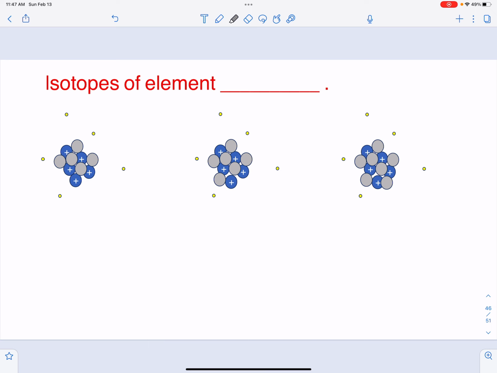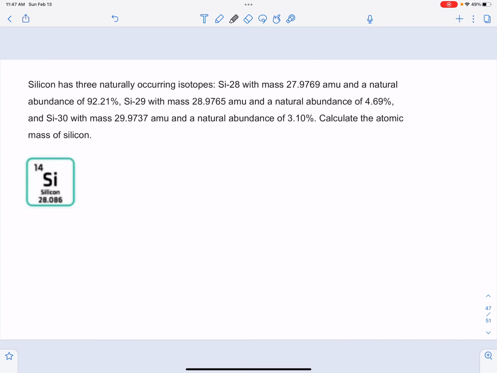So let's do a problem here. So let's start with this here. These are isotopes of which element? We have been doing that before. 5, 5. This is boron. So we have done that. So there's not much that we need to do here. But look at this problem. So this is what you see on the periodic table. And I told you that this number is an average of all the different isotopes. So this is where this comes from.